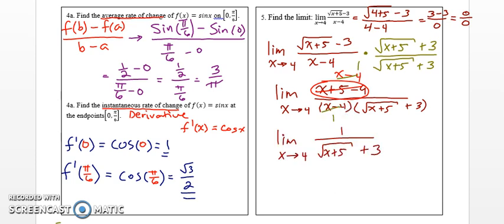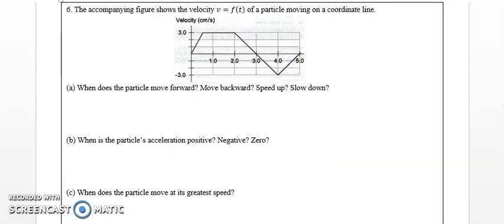So now we have this, and since we were able to simplify x minus 4 over x minus 4, once you've simplified something out, that's a good indicator that you can try direct substitution again. And you'll see that this time it does work, and you'll get 1 over 6. That's problem number 5. Alright, problem number 6.